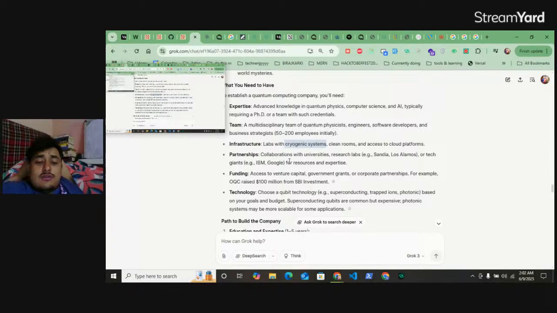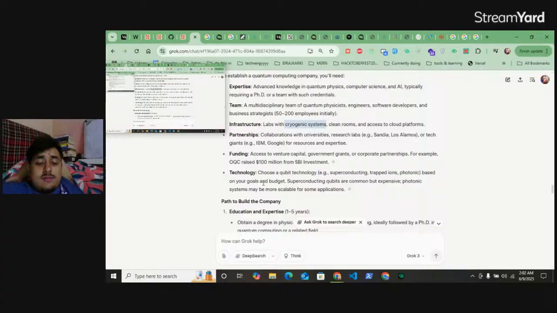Achieve access to venture capital, government grant. For example, QC raised 100 million from SBI investment.